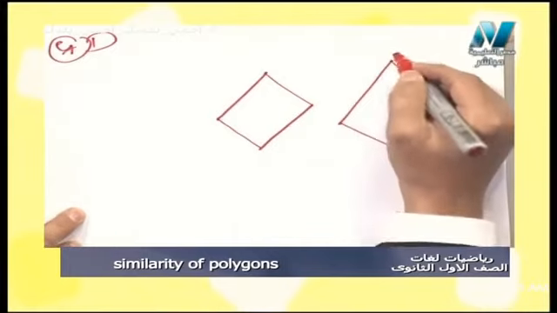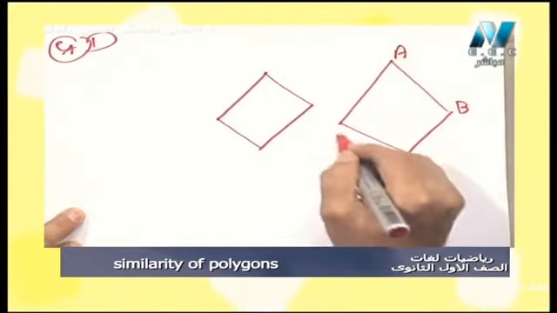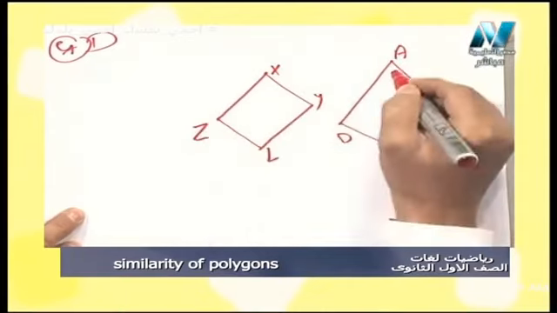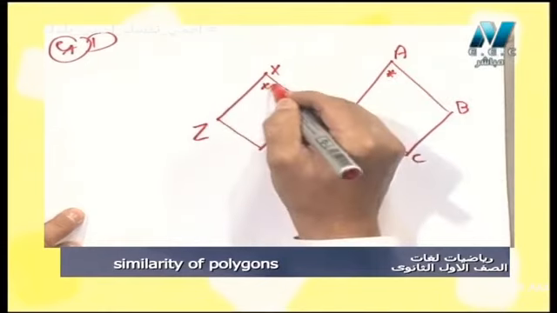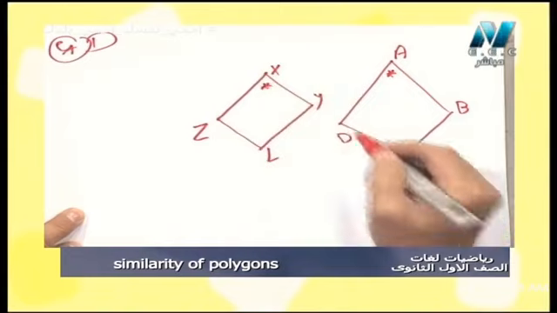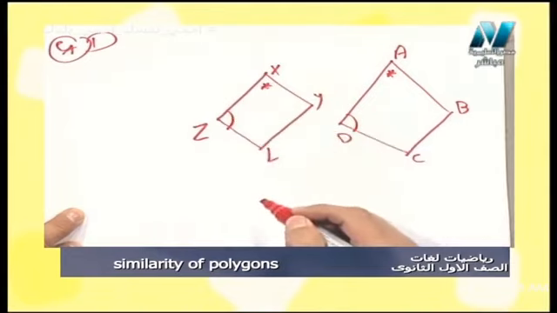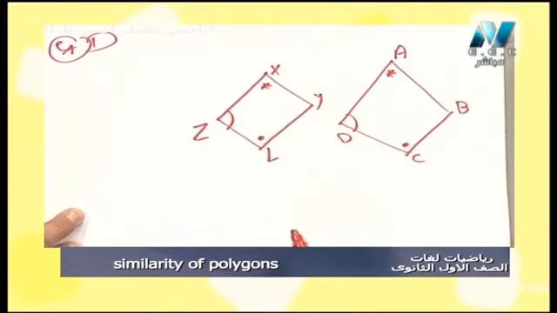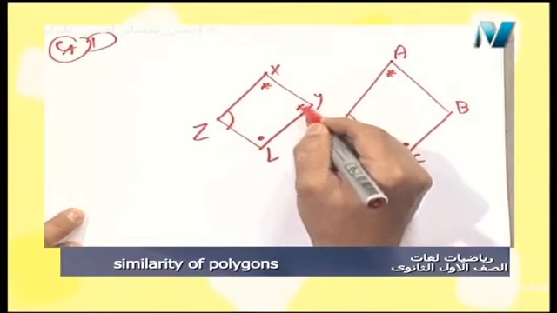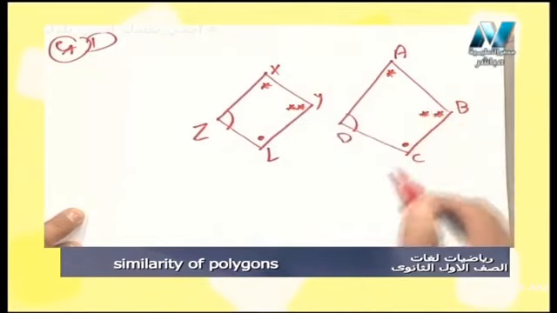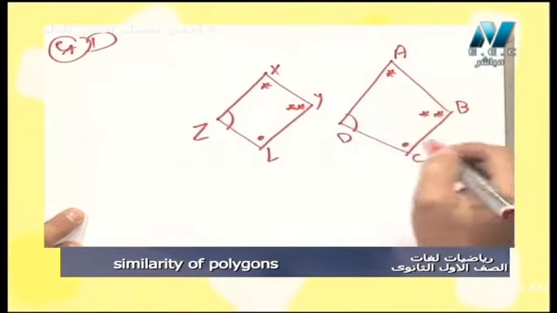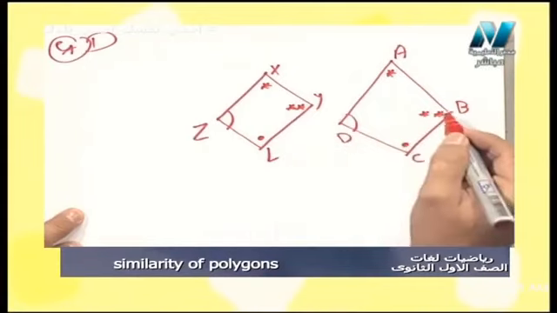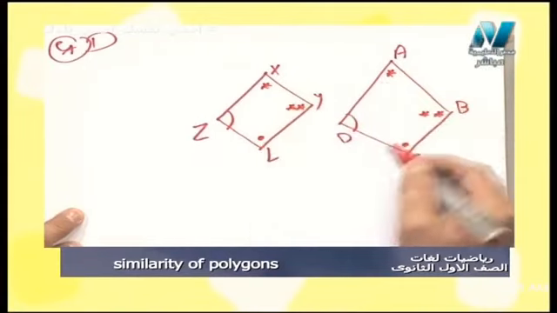This is A, B, C, D, X, Y, L, Z, and we have measure of angle A equal measure of angle X, measure of angle D equals measure of angle Z, and measure of angle L equals measure of angle C. And of course the fourth angle here will be equal to the fourth angle, because the sum of interior angles equals 360 here and here. So the fourth angle equals the fourth angle, because the 3 angles here equal the 3 angles here.